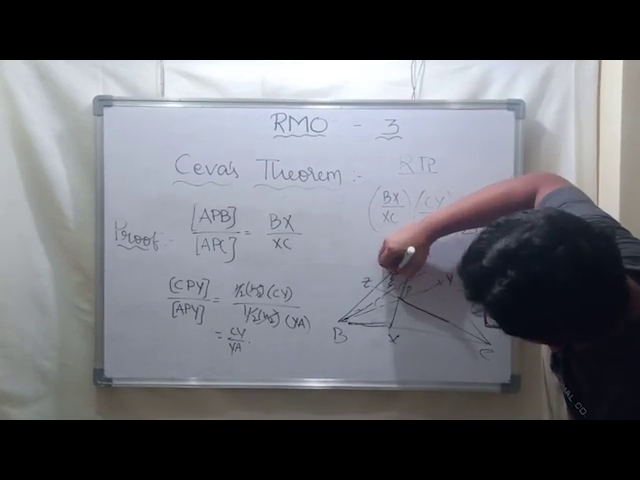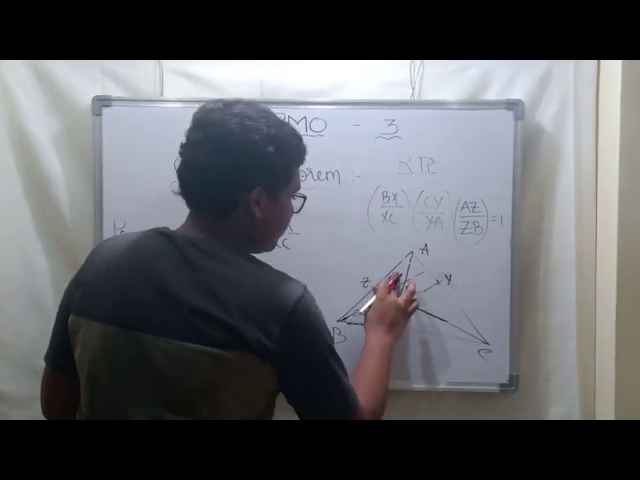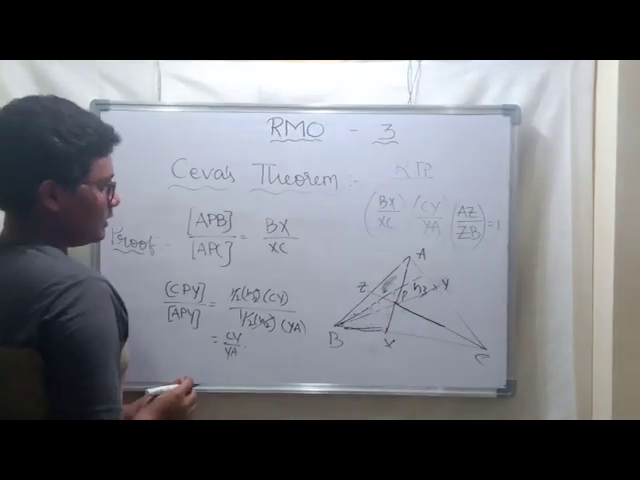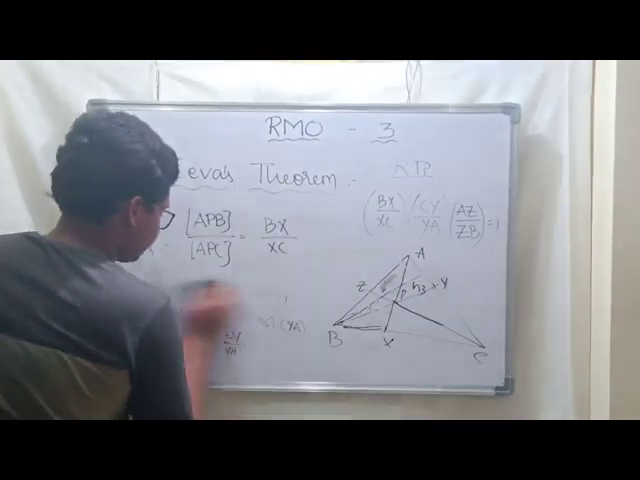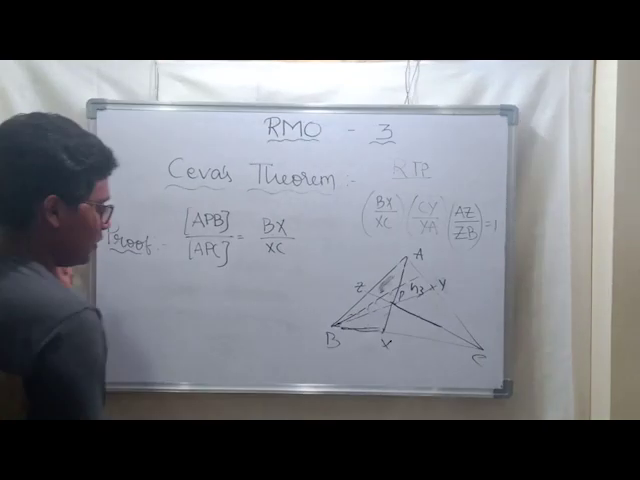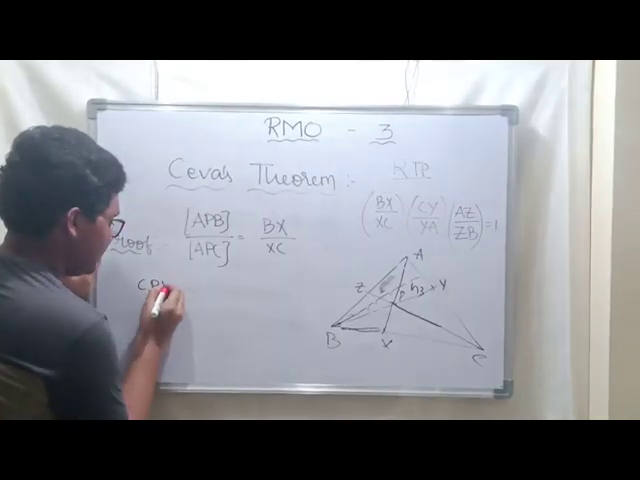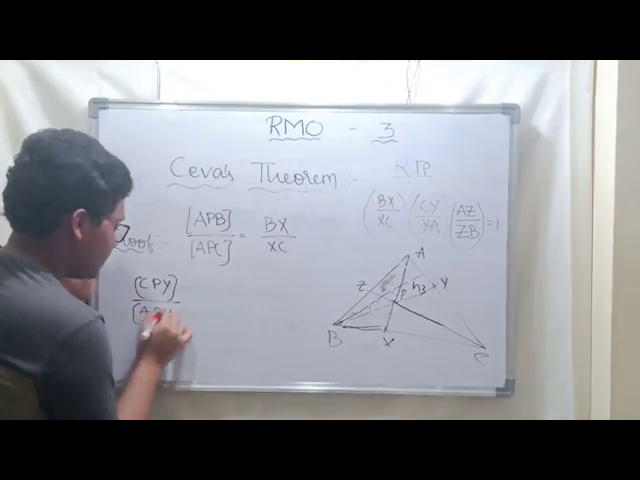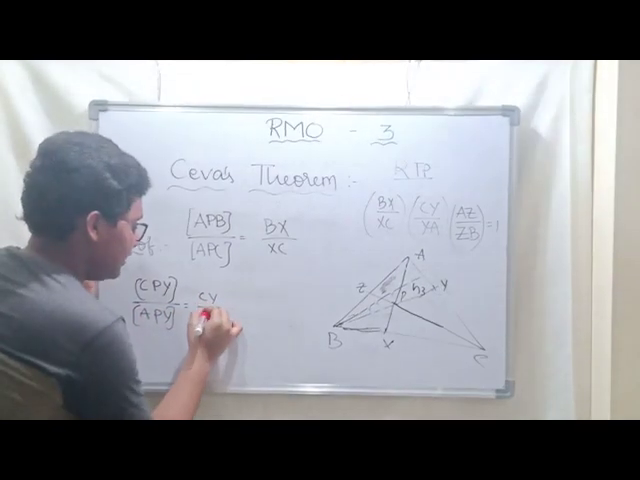Okay, we'll take that height H3. There we'll get, see, we got that area of triangle CPY by area of triangle APY is equal to CY by YA.